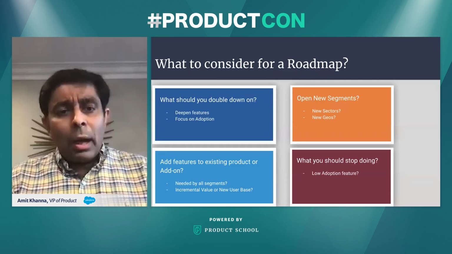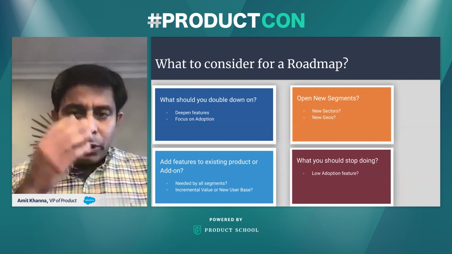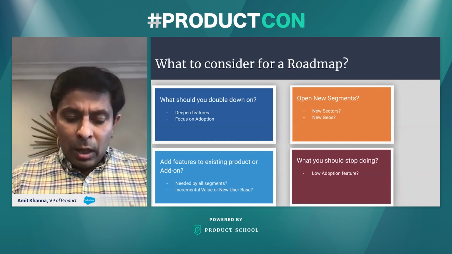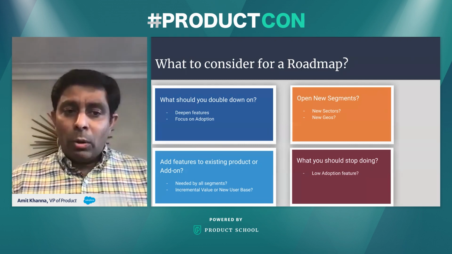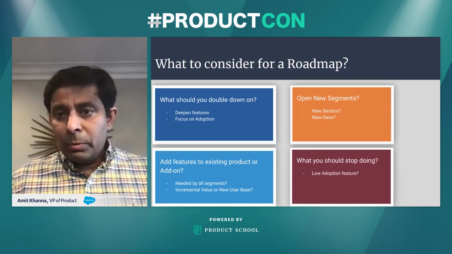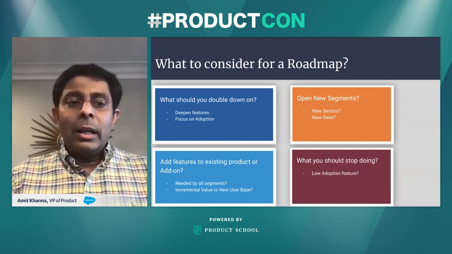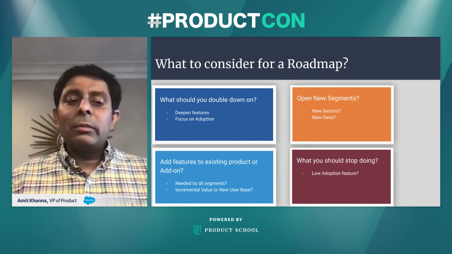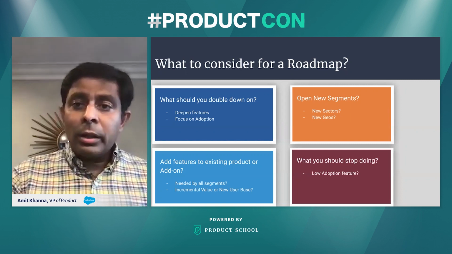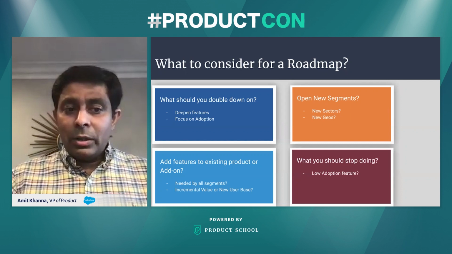As we build a roadmap, what is important to consider in the roadmap planning? What should your thoughts be and what should be important for you to know about? I think of it as 4 key boxes, basically. First thing, what should you double down on? Which means what you should incrementally invest more in. An example could be you want to deepen a certain feature, or you want to focus on increasing your adoption in a certain market, certain user profile, or certain feature set. So you will invest in those areas.